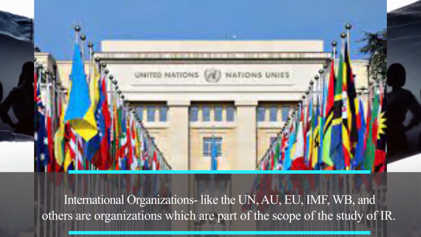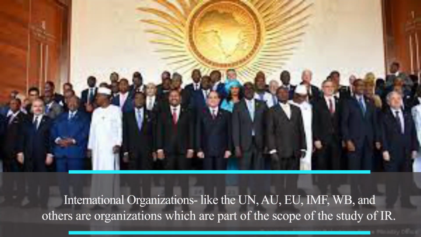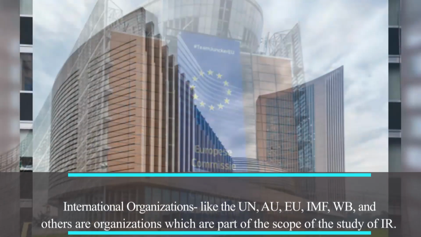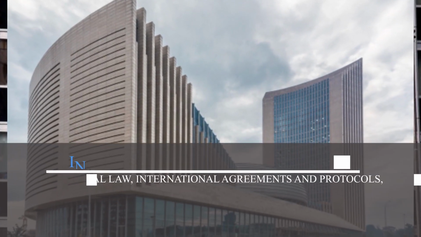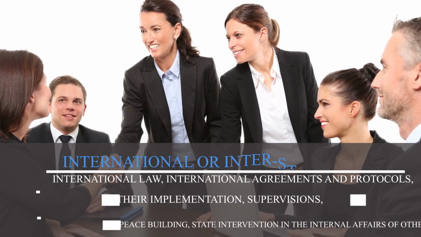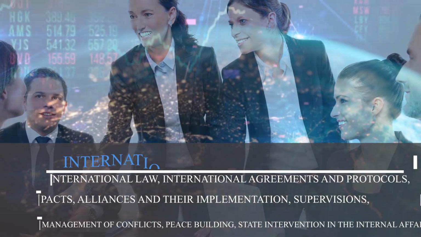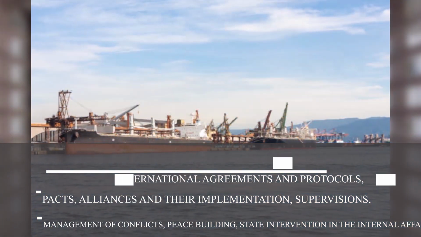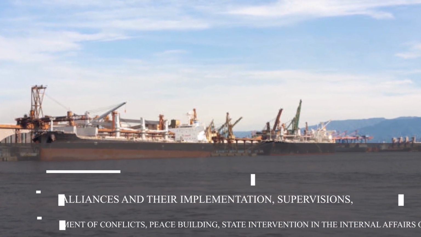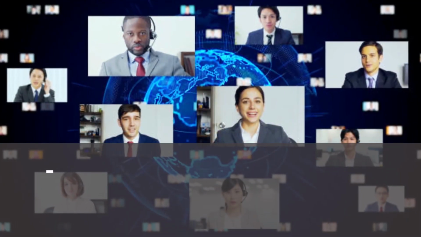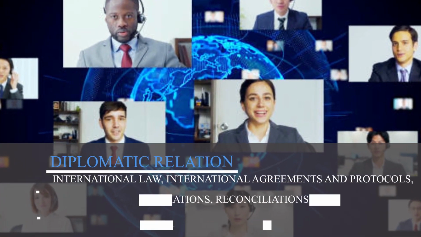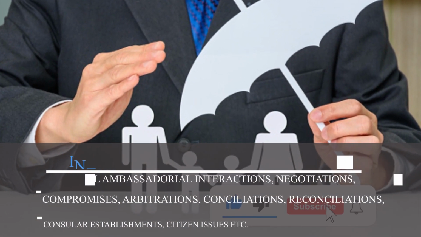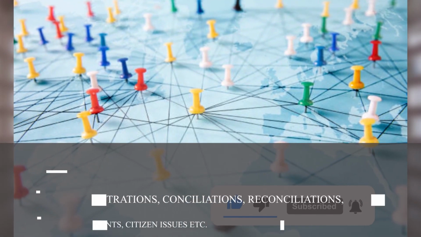International organizations like the United Nations, African Union, European Union, IMF, ASEAN, World Bank, and others are organizations which are part of the scope of international relations. International or interstate treaties refer to international law, international agreements and protocols, pacts, alliances, and their implementation, supervision, management of conflicts, peace building, state intervention in the internal affairs of others, etc. Diplomatic relation refers to all ambassadorial interactions, negotiations, compromises, arbitrations, conciliations, reconciliations, consular establishments, citizen issues, etc.